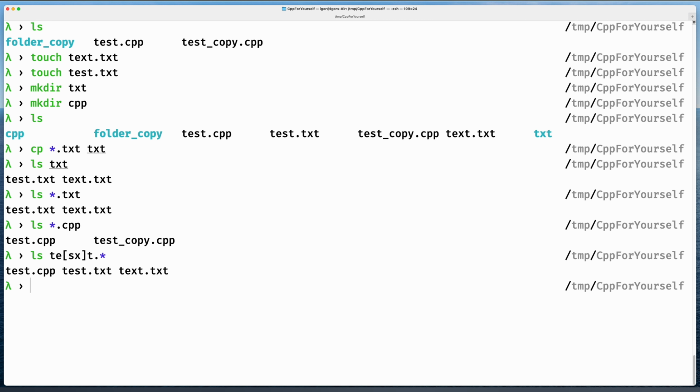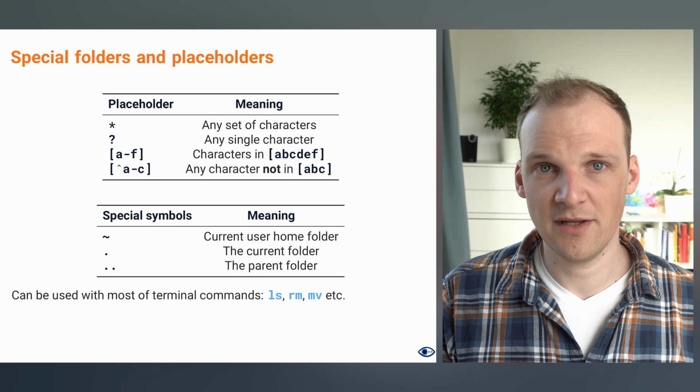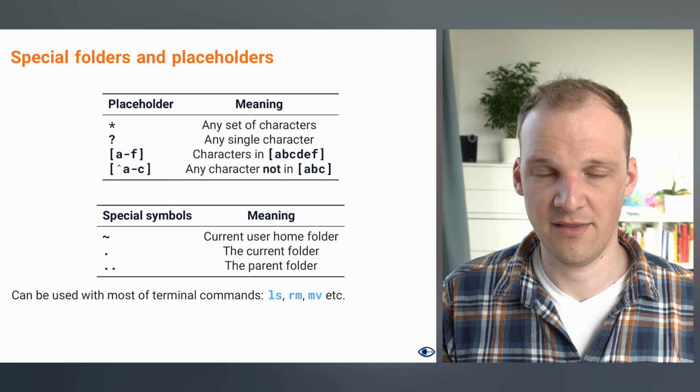And I've used another pattern here. The square brackets, they basically have a list of the characters that I want. And if the character on this spot matches any of those characters in the square brackets, then this particular file matches this pattern. And if I want, I can also negate that pattern.